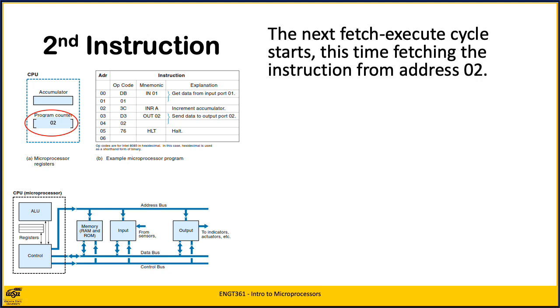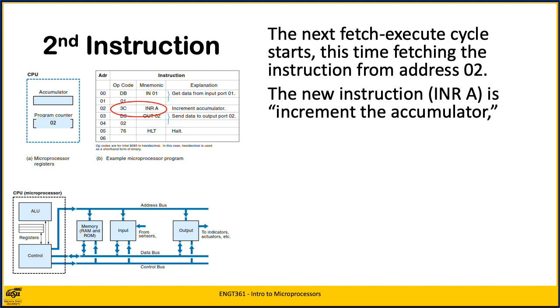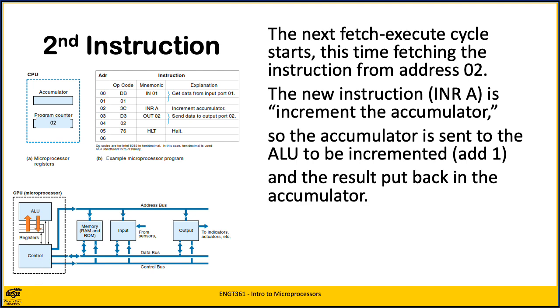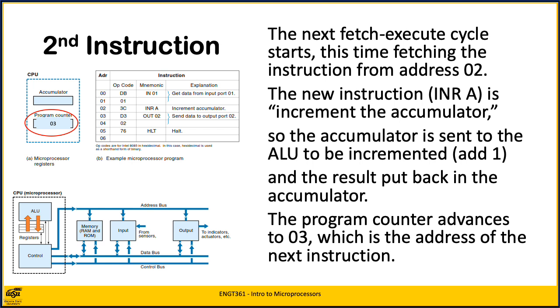The next fetch-execute cycle starts, this time fetching the instruction from address 02. The new instruction, INR A, is increment the accumulator. So the accumulator is sent to the ALU to be incremented, add 1, and the result put back in the accumulator. The program counter advances to 03, which is the address of the next instruction.